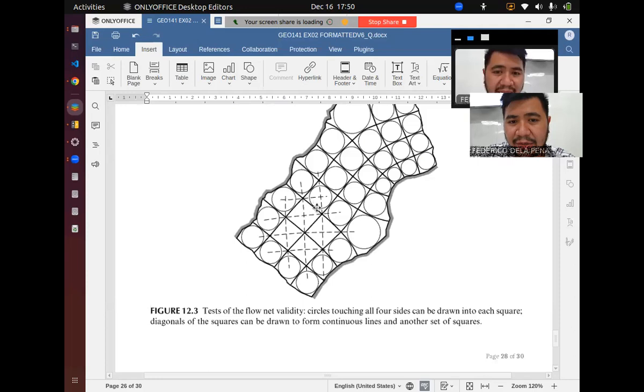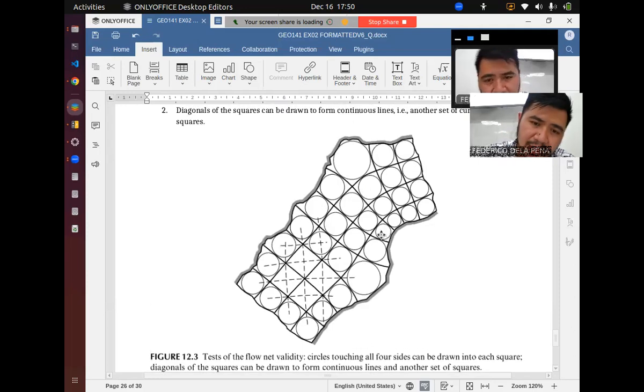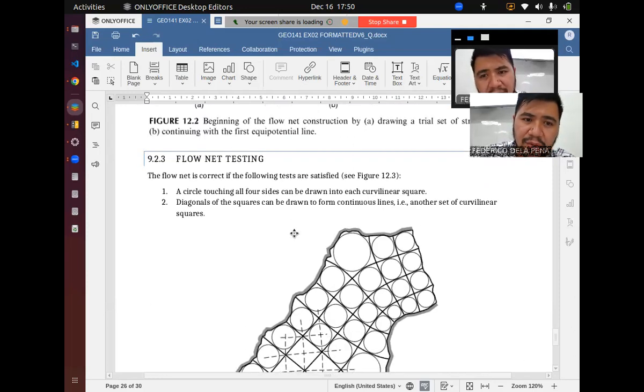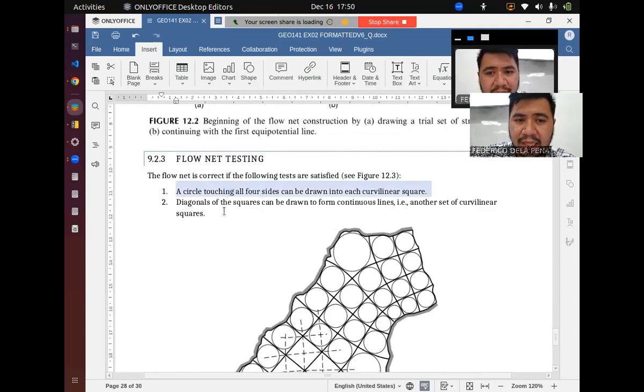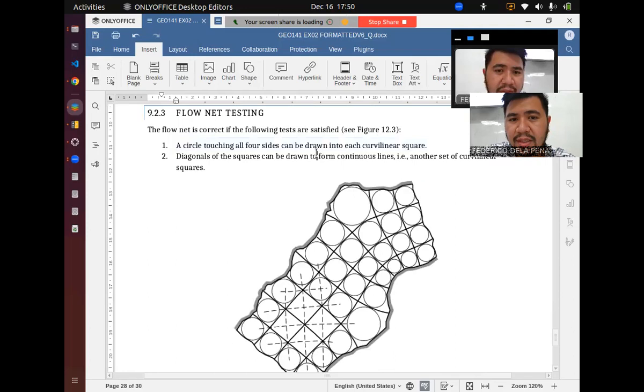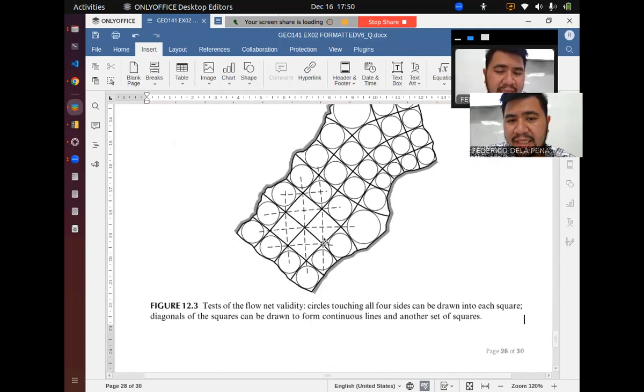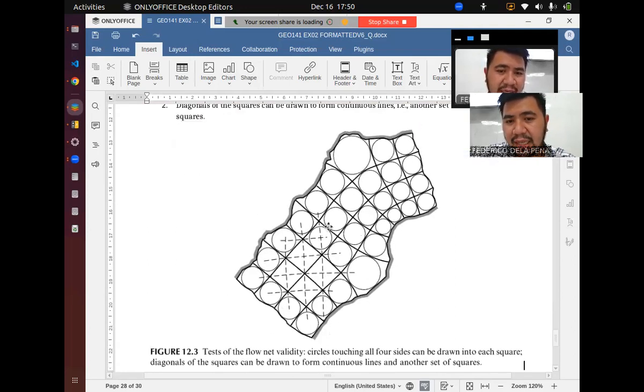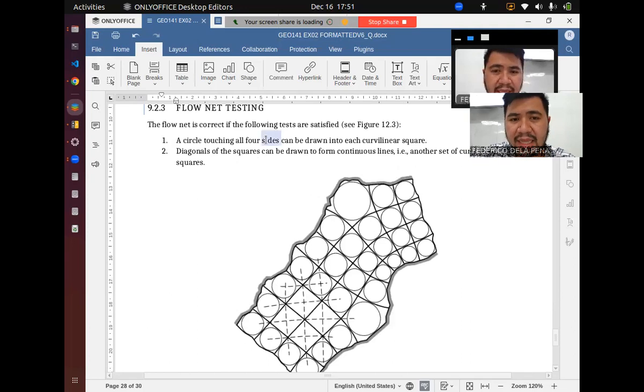Okay, so may valid yan, no? Dapat may mga rules yan, no? So dapat yung circles touching all four sides, no? So basically each net, no, dapat may magkasyang isang circle. And dapat lahat ng tangents ng circle nagkakadikit-dikit.